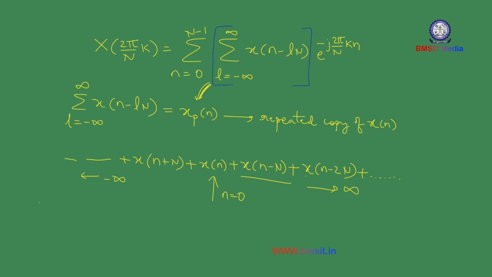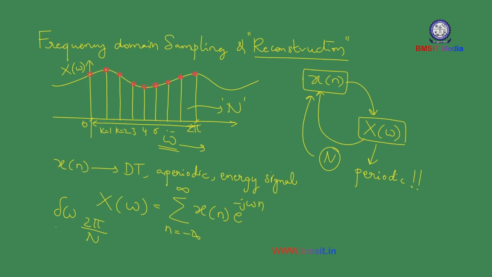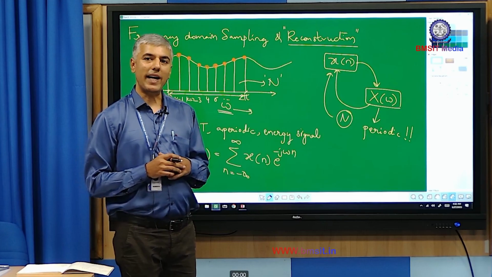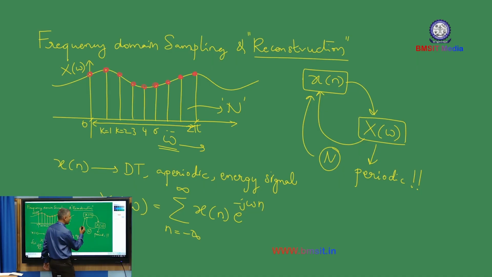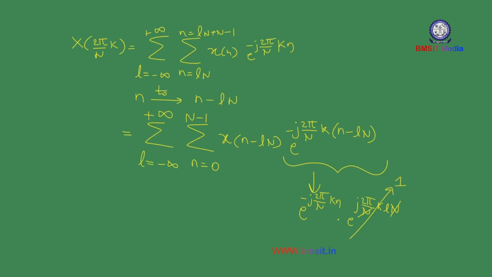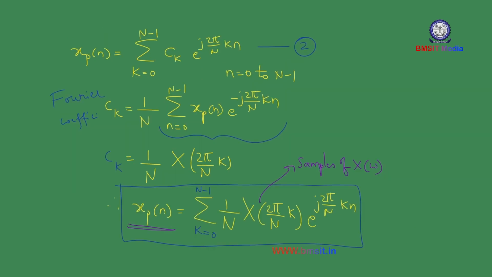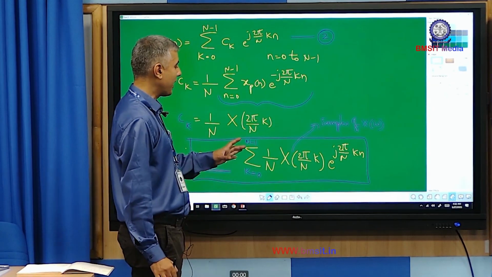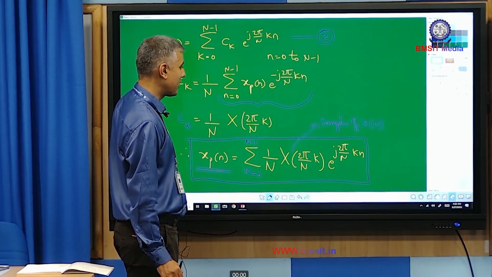We actually began with the task of frequency domain sampling and reconstruction. So I wanted to know, can I get back x of n if I know X of omega? If not X of omega, you take samples of X of omega and then try obtaining x of n. So yes, we are able to do that now. We will be able to obtain the x_p of n if you are given samples of X of omega.